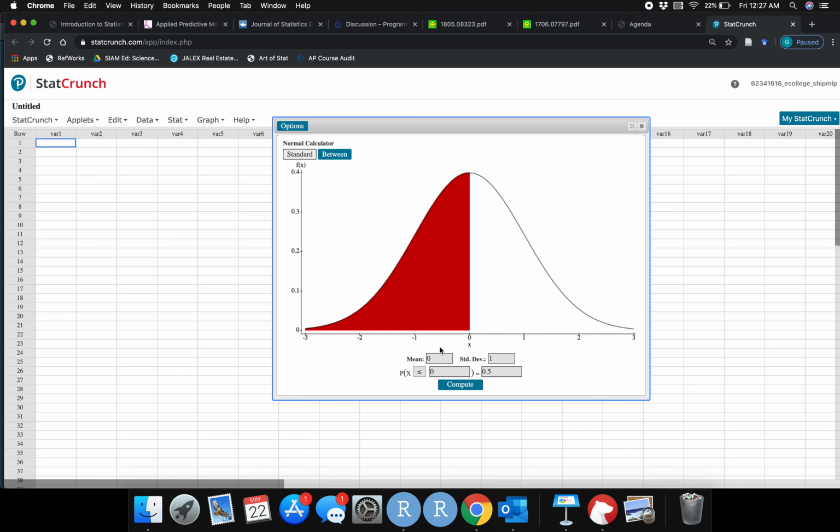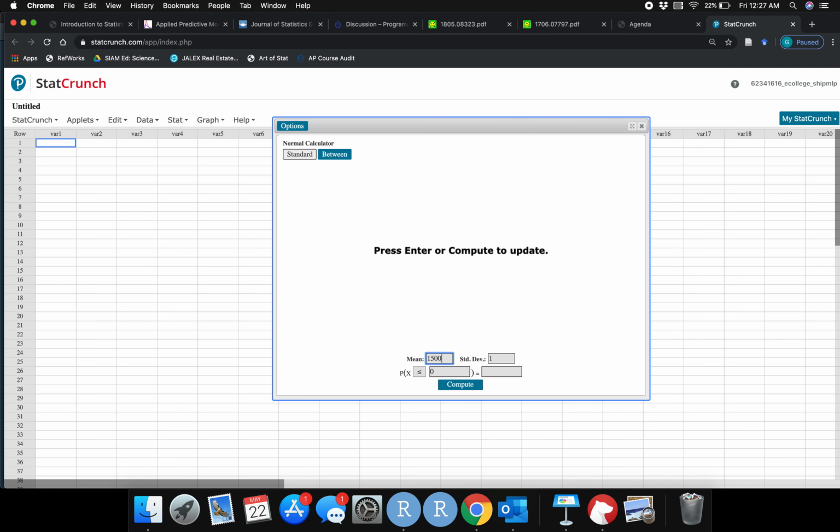So if we remember back to our question, we have a normal distribution with a mean of 1500 and a standard deviation of 300. So you enter the mean and standard deviation here, okay? And then down here, you enter the probability statement. So I'm going to find the probability that x is less than 1800.